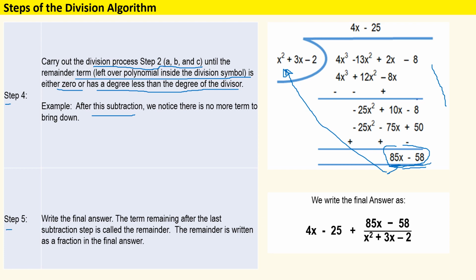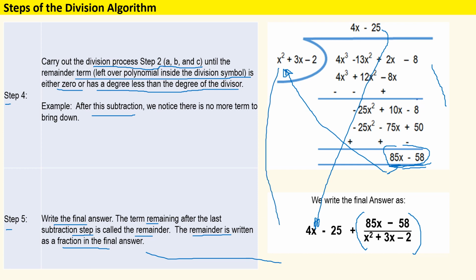So our remainder term is 85x minus 58. Then step 5 is to write the final answer. The term remaining after the last subtraction step is called the remainder, and the remainder is written as a fraction in the final answer. So we shall write the remainder as a fraction, which is 85x minus 58 divided by the divisor, x square plus 3x minus 2, and our quotient is 4x minus 25. If you see carefully, 4x minus 25 is coming here as the quotient, and we have the divisor going below the remainder, which is 85x minus 58.